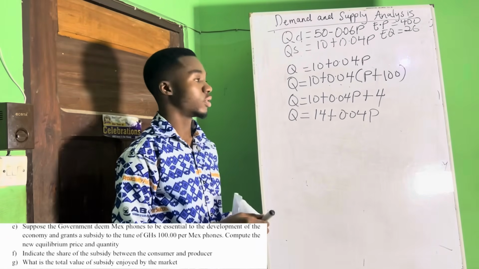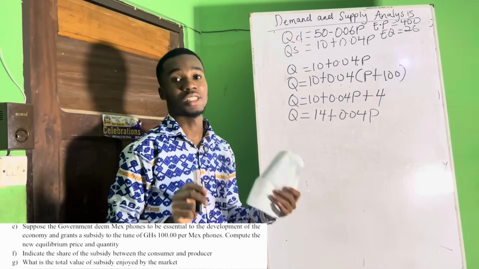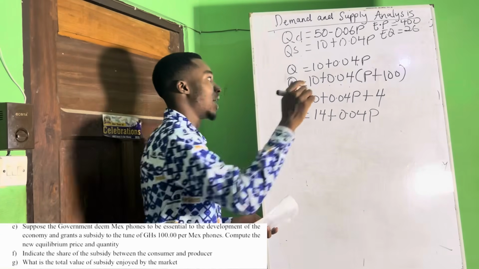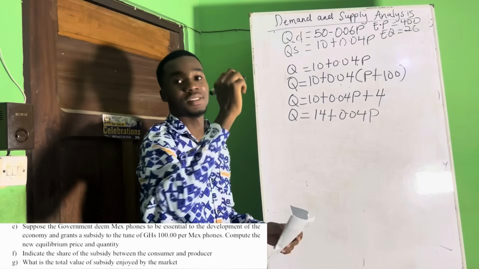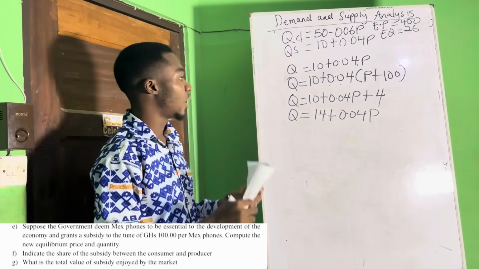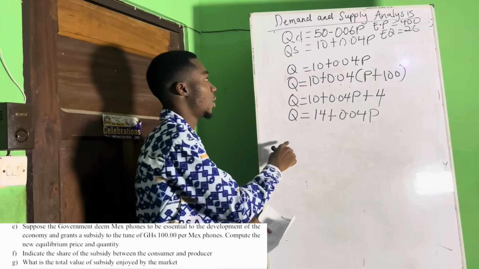Do you get it? So now you are going to get a new supply function whether they introduce a tax or a subsidy. You get it? So if a subsidy, you add where the price is. So you add it to the price. You open the bracket and add to the price. But if it's a tax, you subtract. You get it?